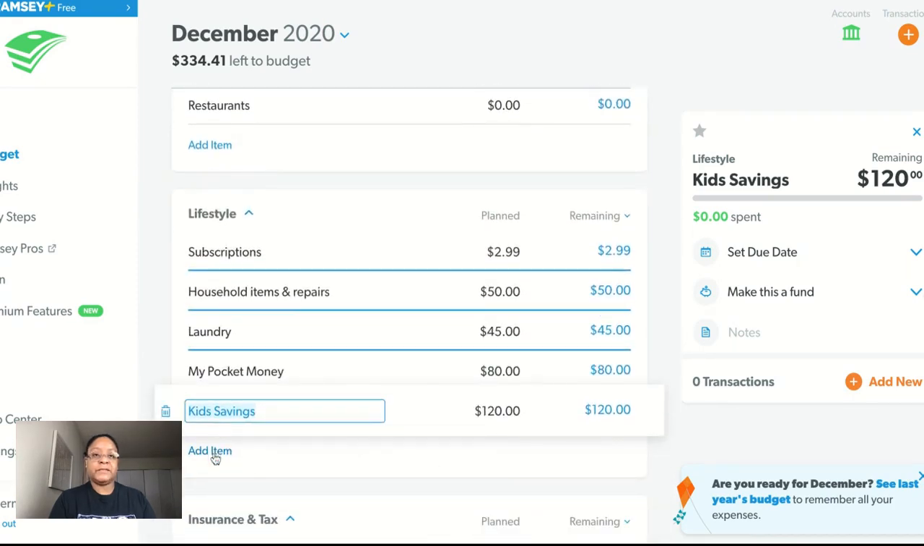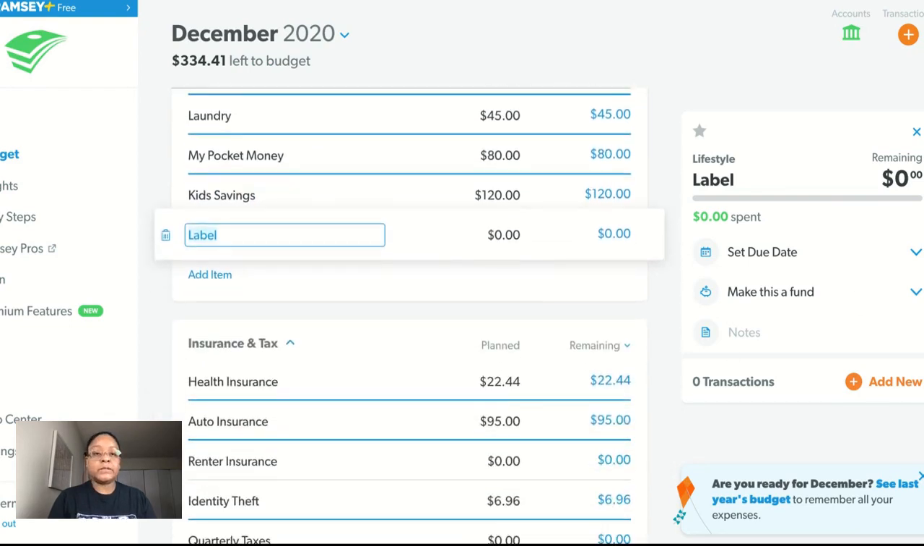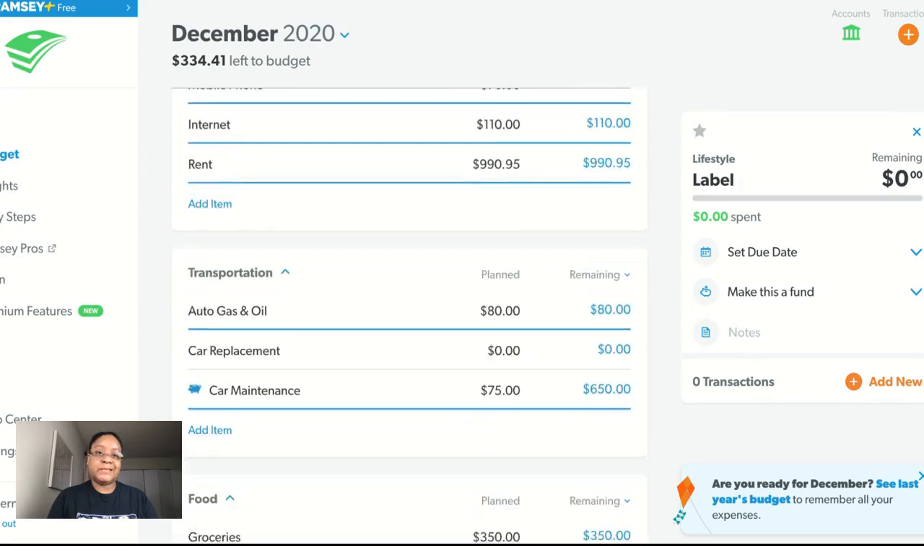I don't know where to put this because it's really like a medical expense. Do I have a medical category here? Let's look and see. That's insurance and tax. That's my debt.